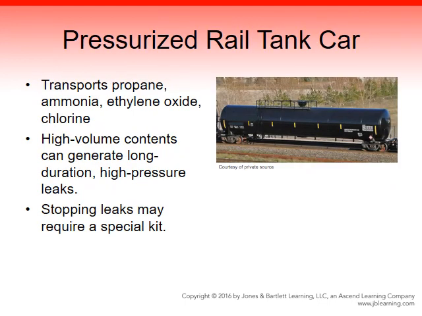Pressurized rail tank cars. These are used to transport propane, ammonia, ethylene oxide, and chlorine. This has high volume contents that can generate long duration and high pressure leaks. Stopping leaks may require a special kit. Notice you can tell the difference by the rounded edges on the edge of the tank, as well as this flat, bolted in top cover.